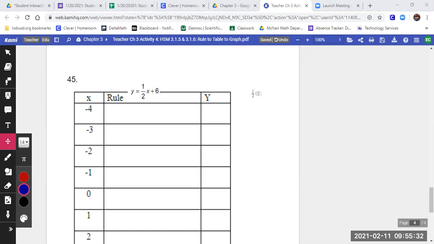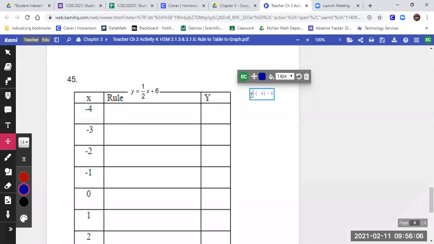What is the X for the first one? Yes, -4. So I'm going to put that in the parentheses with the half. -4. Close it because it's multiplication. I have to add 6 to it.